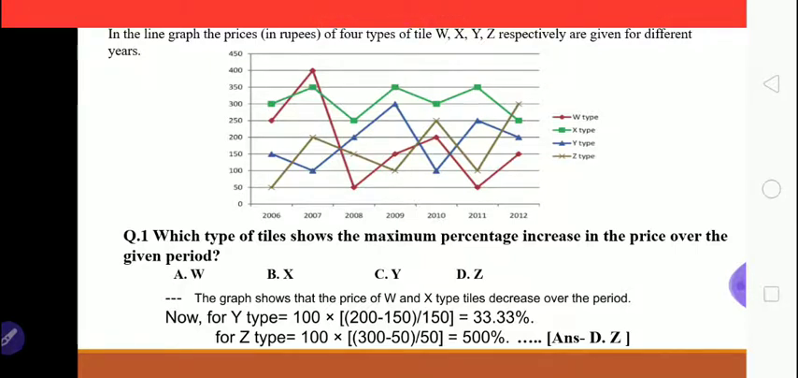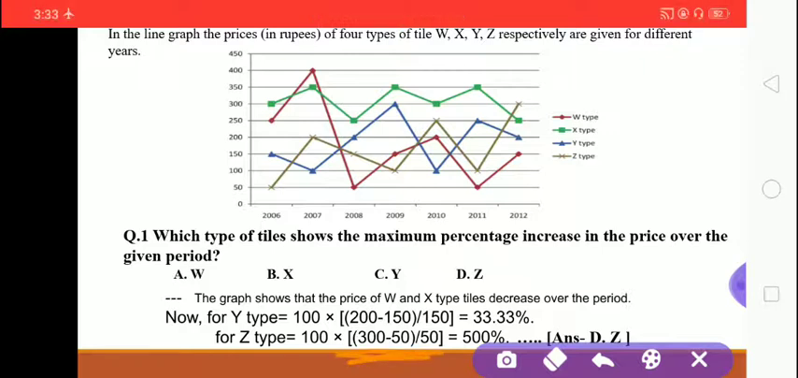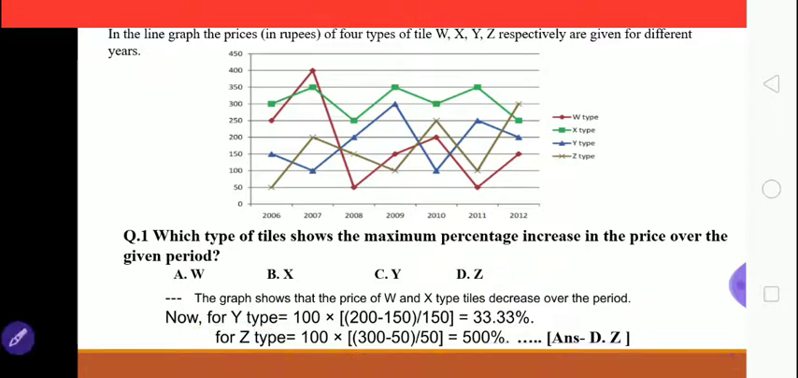You can observe that here the percentage will be maximum because the numerator is maximum here compared to the denominator, therefore this percentage will be more than this. Therefore for Z type of tiles there will be maximum increase in the price. So option D will be correct for this question.